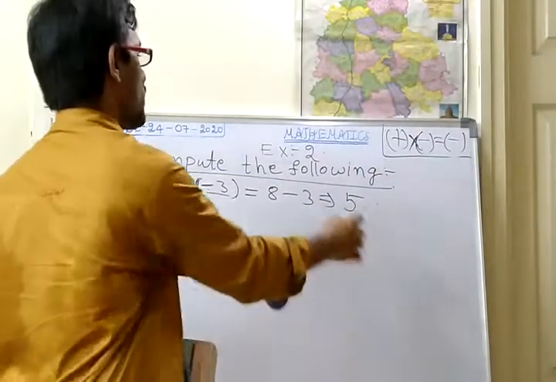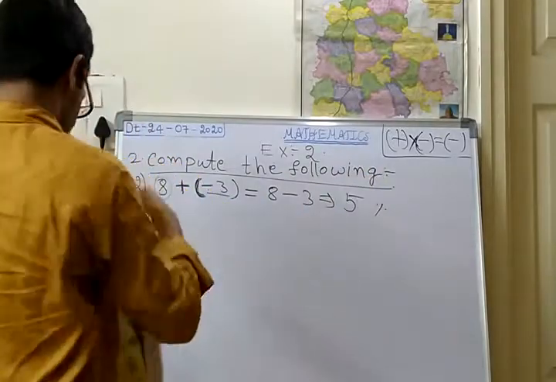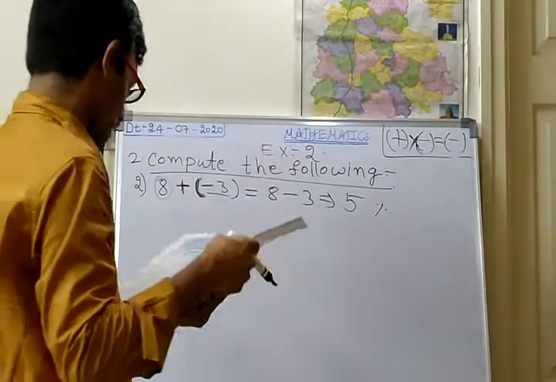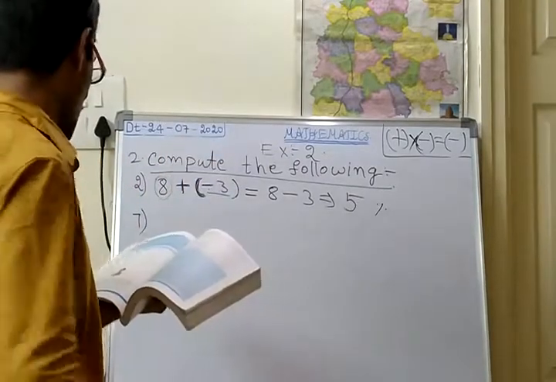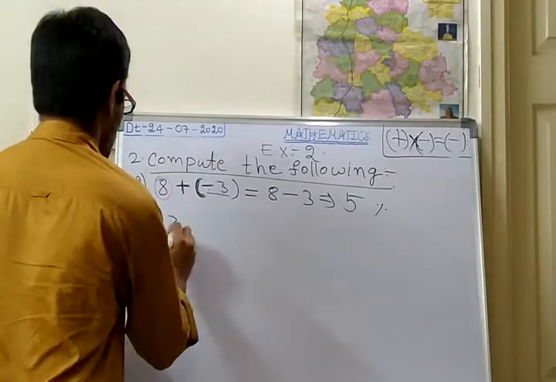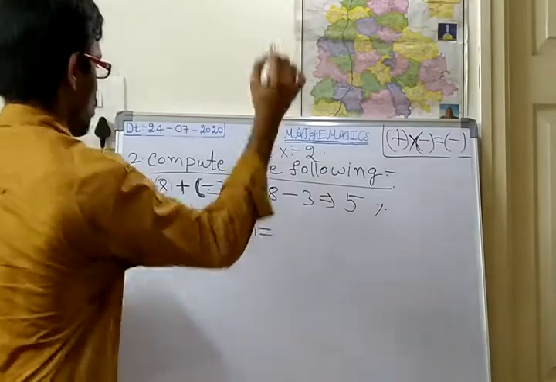So 8 minus 3 is 5. Like this you have to do this problem. So next one more problem I am doing. So next, the seventh one, I am doing. So 13 plus of minus 15 is there. So you should solve this one.